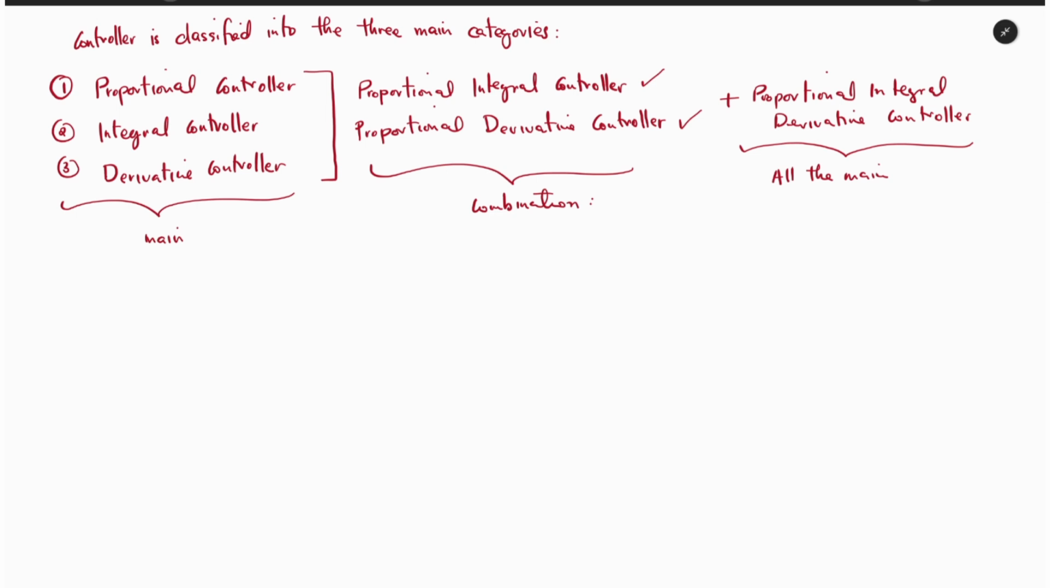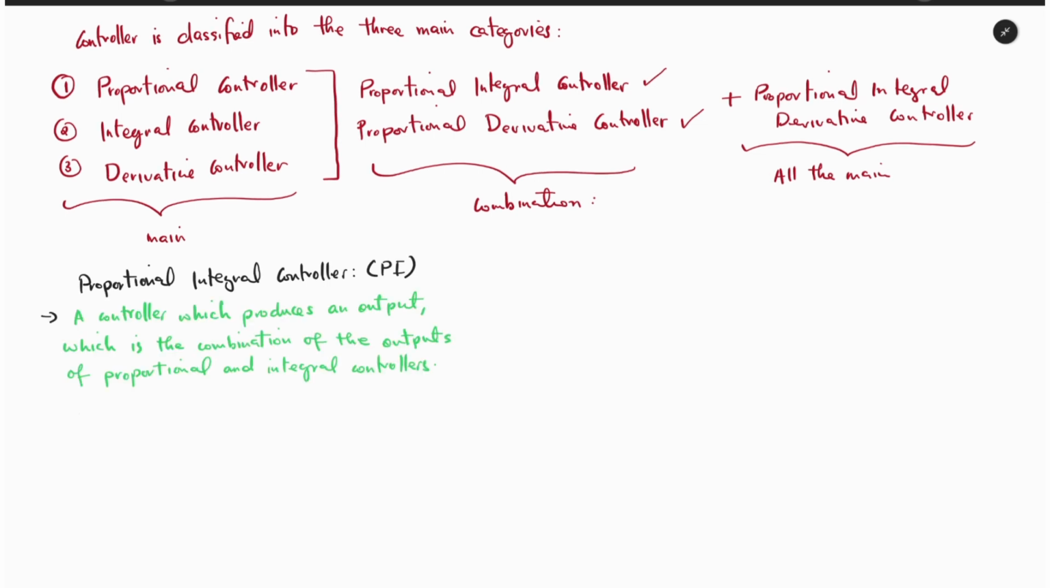And firstly, we can look at what is a proportional integral controller. So we have proportional integral controller and how it is defined. And we can define a proportional integral controller, which is also known as PI controller. A proportional integral controller is defined as a controller which produces an output, which is the combination of the output of the proportional and integral controller.